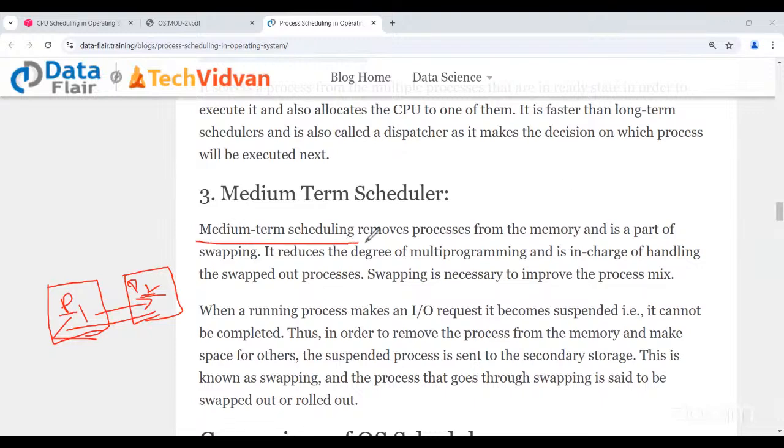So the medium-term scheduler is removing the processes from the memory, and it is part of swapping. Swapping means one process will be copied into another. This is swapping, and swapping is necessary to improve the process mix. It is important as it is doing that.